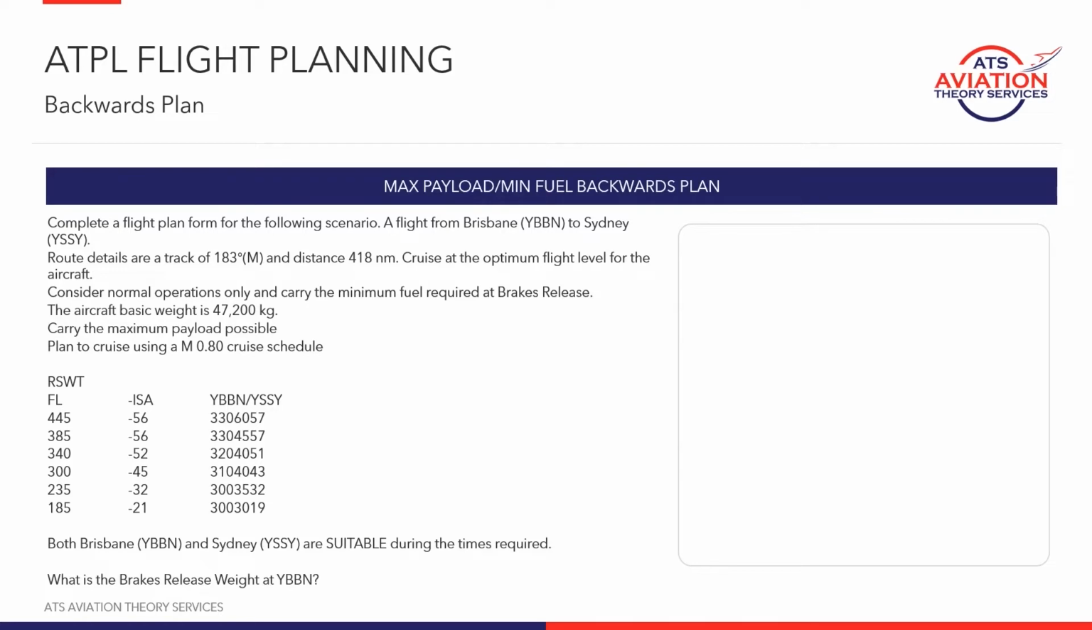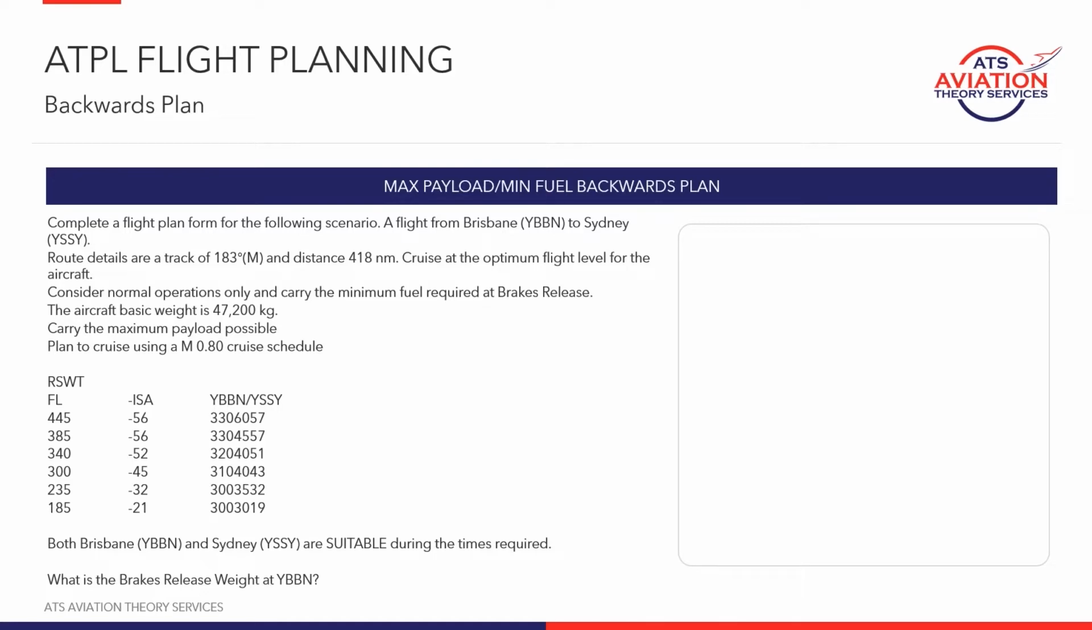The question we're going to be doing is the first max payload min fuel question from the textbook. It's a flight from Brisbane to Sydney. I've given you the route detail, so I've given you the track and the distance. We're to cruise at an optimum flight level. We're to consider normal operations only and carry minimum fuel required at brakes release.